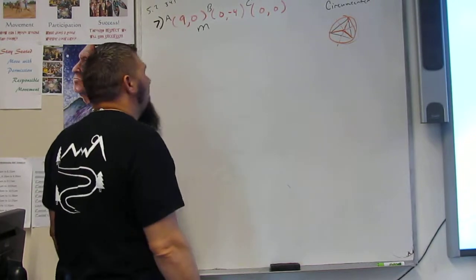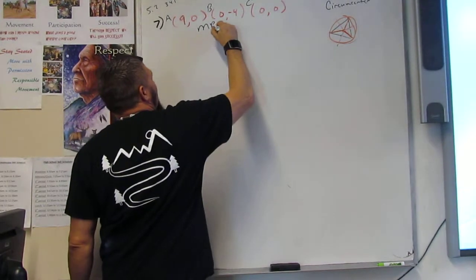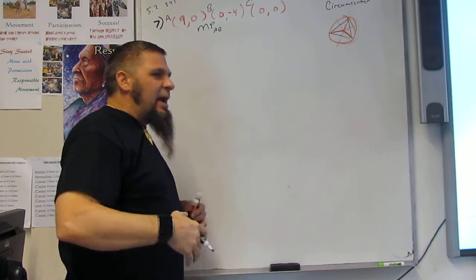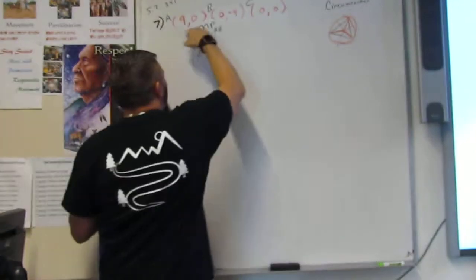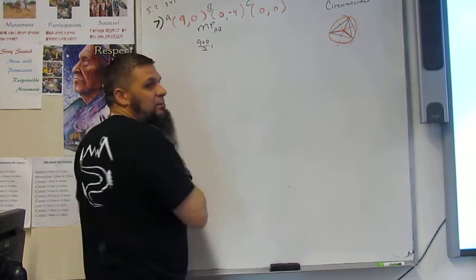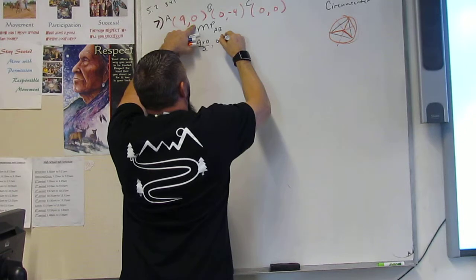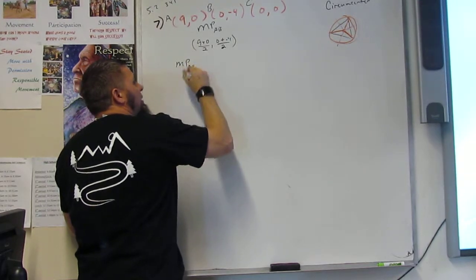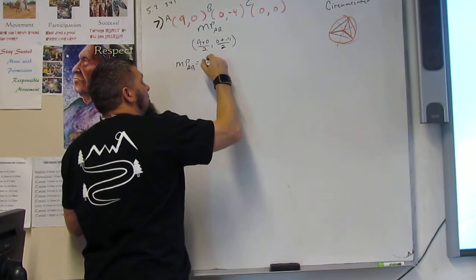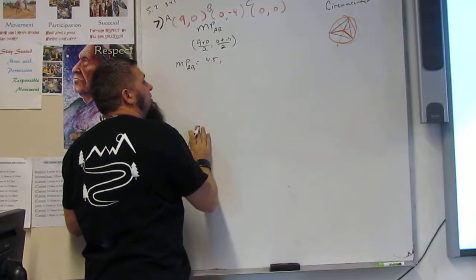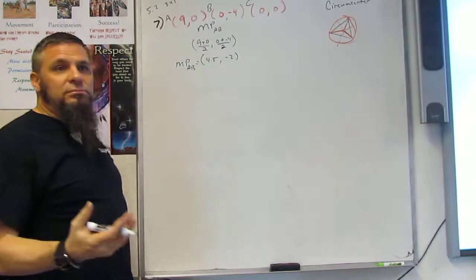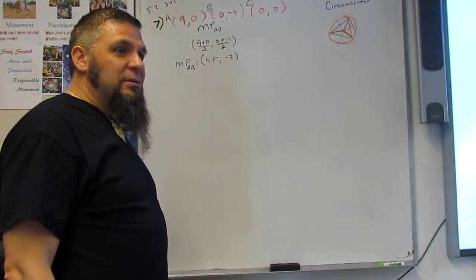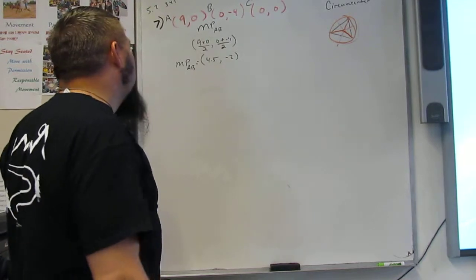Alright, so I'm going to find the midpoint of A and B. Notice how I say MPAB. And how do we find the midpoint? Remember, add the x's. So I add the 2 x's, 9 plus 0, and divide by 2. I add the 2 y's, 0 plus negative 4, and divide by 2. So the midpoint of AB is equal to 4.5 and negative 2. That's not a very nice number. I thought I said I was giving you nice numbers. Oh well, I lied.